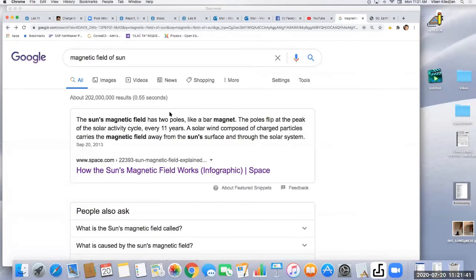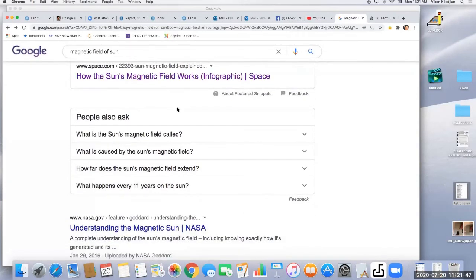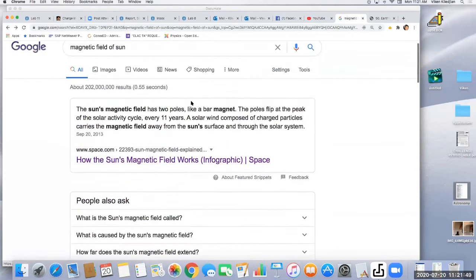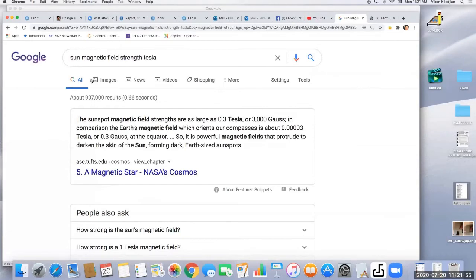The sun's magnetic field flips every 11 years, right? Yes. Whereas the Earth's magnetic field strength is measured in Tesla. Okay, let's see. The sun's magnetic field strength can be as large as 0.3 Tesla. See, it's still not even a Tesla. 0.3 Tesla is 3,000 Gauss.